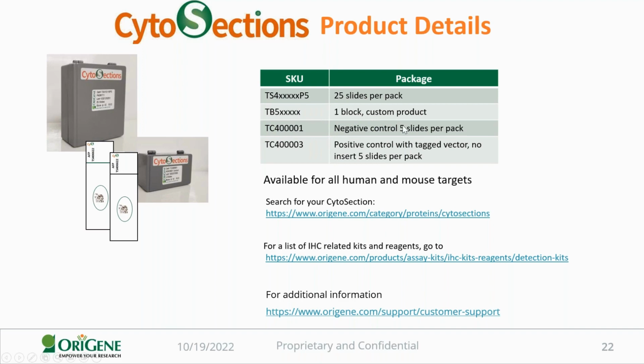We talked about negative and positive controls. The negative control is basically just the vector alone with no insert and no tag either. And that's a negative control. And the TC4, the 003, this is a positive control with a tagged vector, but no insert. And these are available in packs of 5 slides in each pack. And I said, this is an example of the box you see.